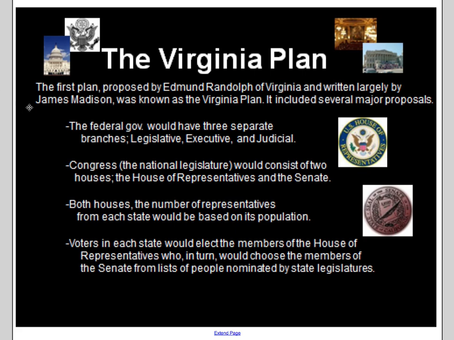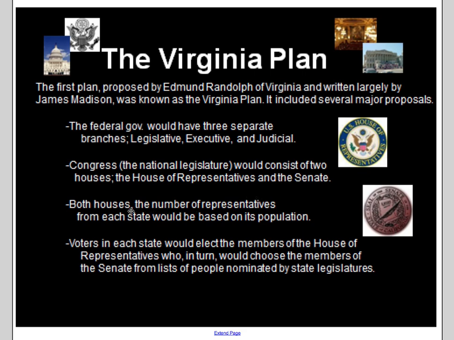This Virginia Plan would have three separate branches of government: a legislative to make the laws, an executive to enforce the laws, and a judicial to judge the laws. Those are very key concepts you're going to have to know moving forward. You should remember that from your elementary school days. The Congress itself, which would be your legislature, is going to have two houses. So there's the bicameral component, a House of Representatives and a Senate.